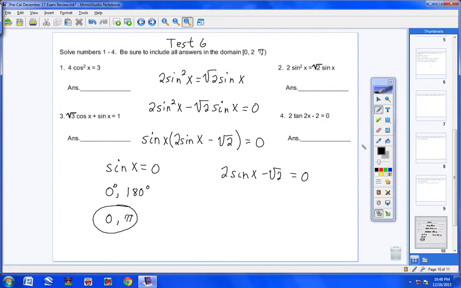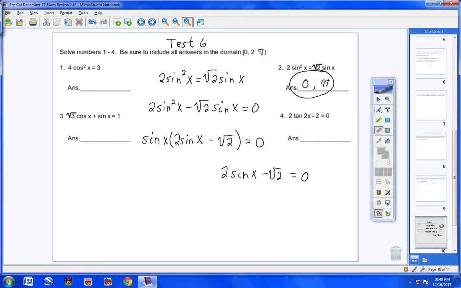So there's two answers right there, and I can go ahead and move those up top here, and they will go right here. Now we have some more answers coming. Now let's take a look at our other group that we set equal to 0 right here.